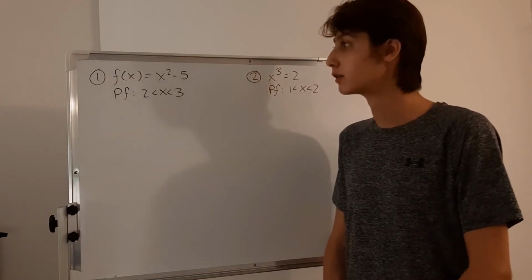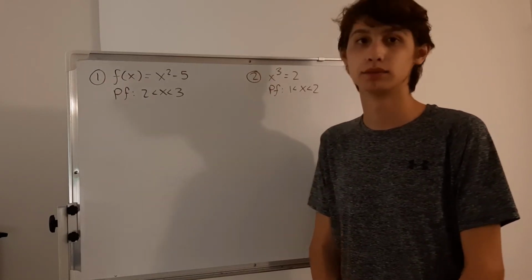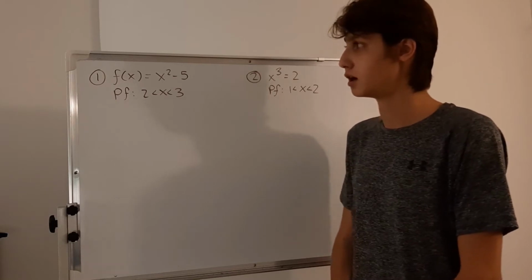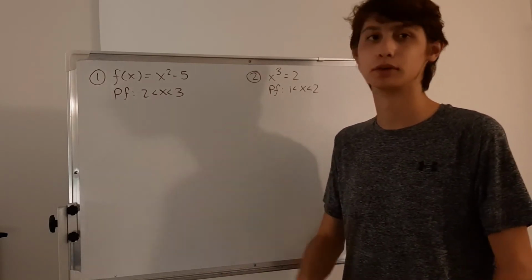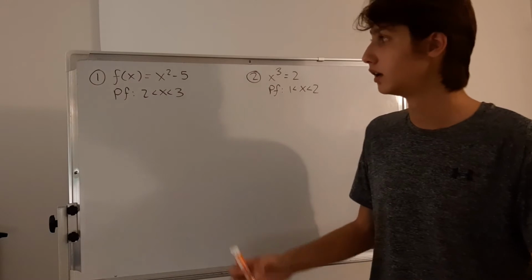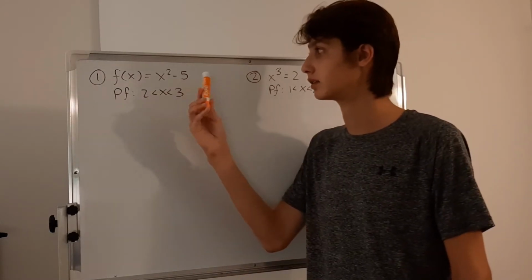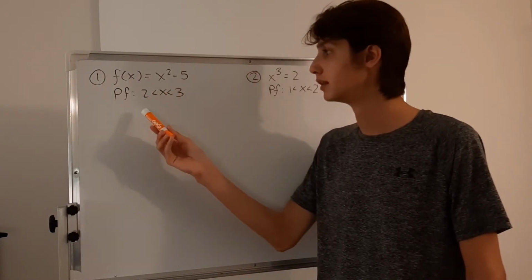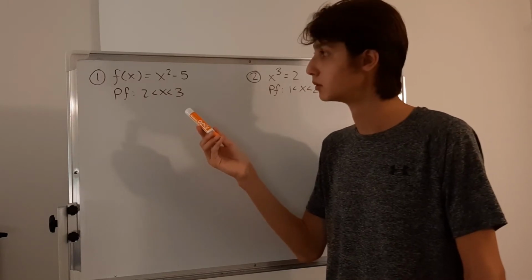Alright, so today we are going to work on some problems that I think are very interesting, where we're given a function, and we have to prove that it's between certain boundaries. So in this case, we have f of x is equal to x squared minus 5, and we have to prove that it's between 2 and 3. So how do we do that?